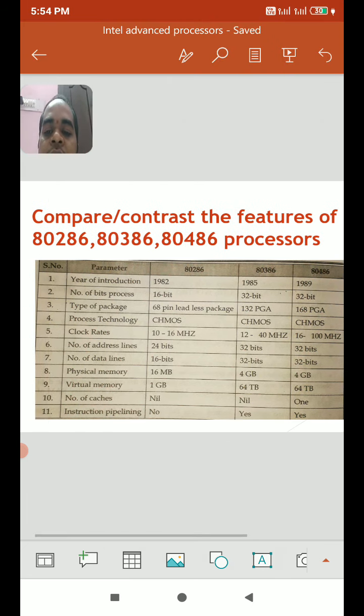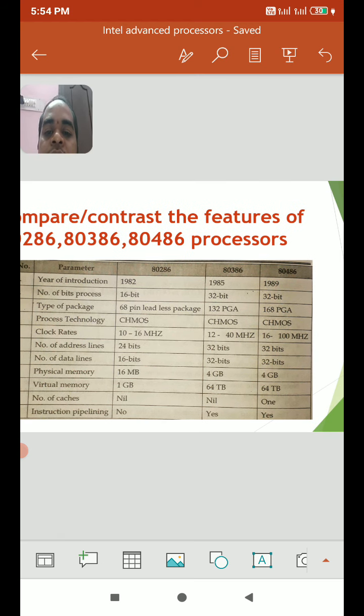And next, what is the virtual memory? The virtual memory for the 80286 is 1 GB, the same as the 8086. In the case of the 80386, it is 64 terabytes, and for the 80486 also 64 terabytes.